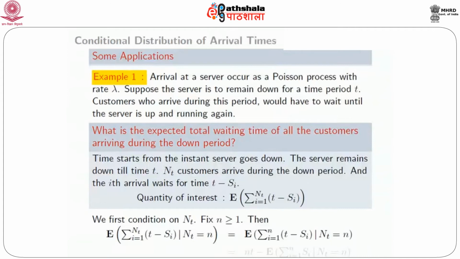So fix n greater than or equal to 1. We find the conditional expectation of this given Nt equal to n. So the conditional expectation of the sum from i equal to 1 to Nt of t minus Si given Nt equal to n is, of course, since we are given Nt equal to n, the sum from i equal to 1 to n of t minus Si, given Nt equal to n. Clearly, the first term in the summands, t, is a constant, so it comes out. There are n many of those. So that gives you nt minus the expectation of the sum from i equal to 1 to n of Si given Nt equal to n.